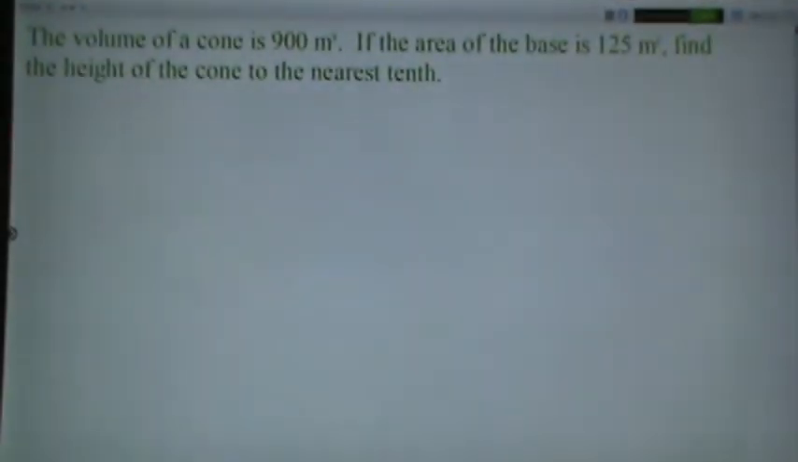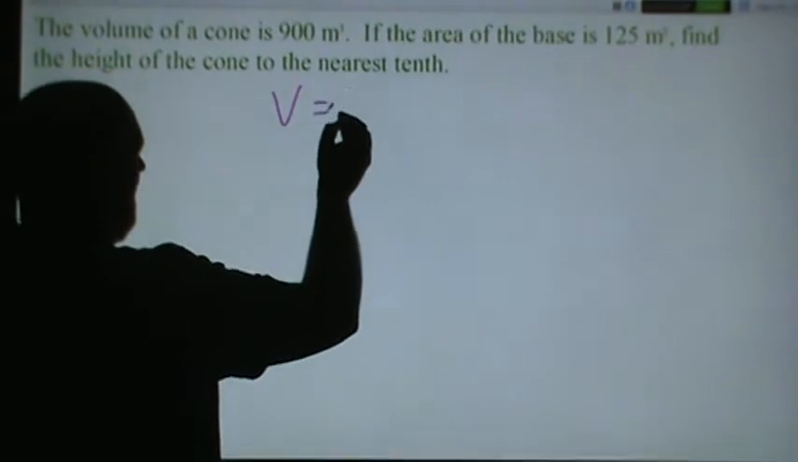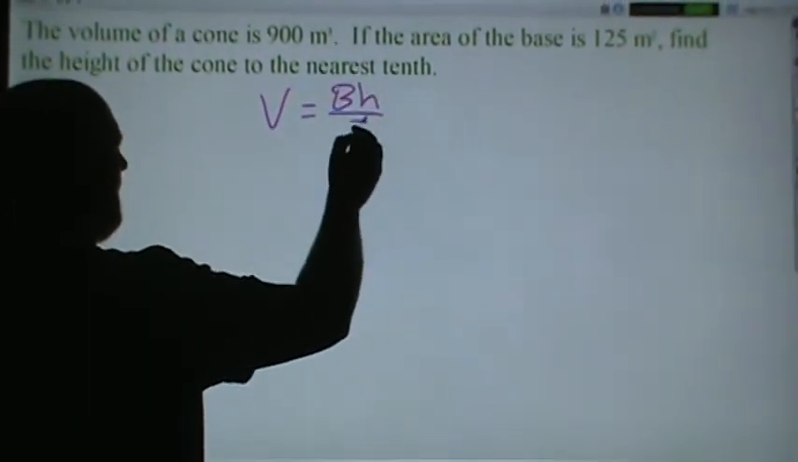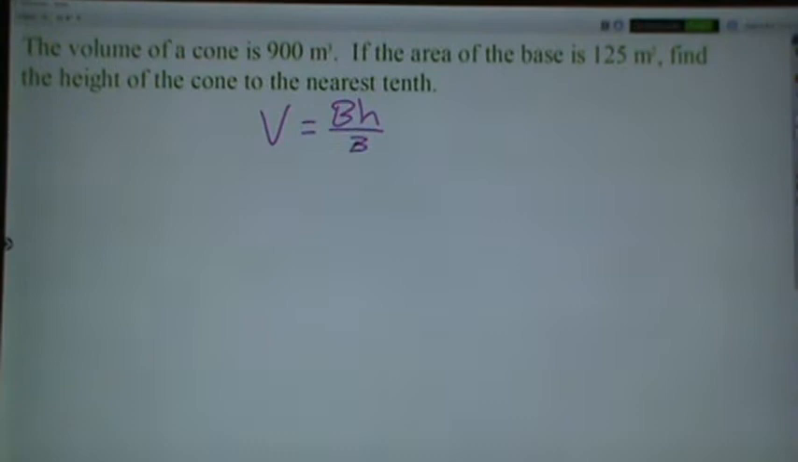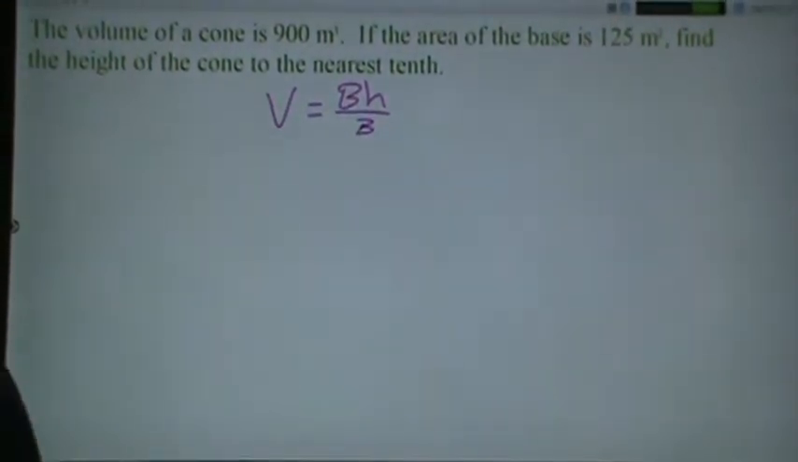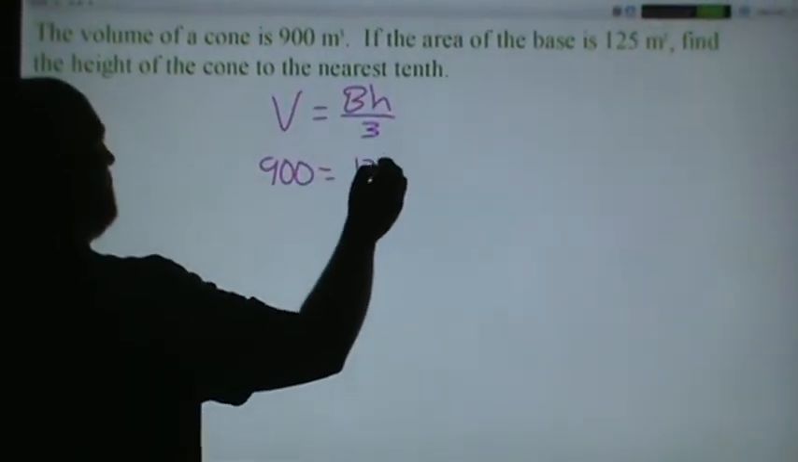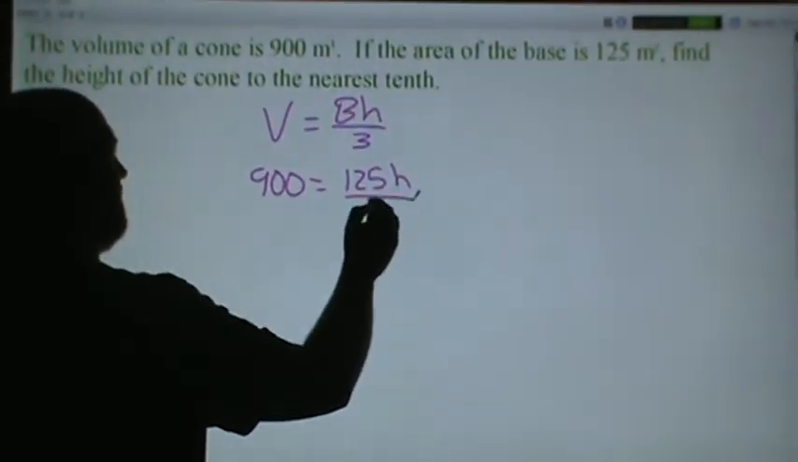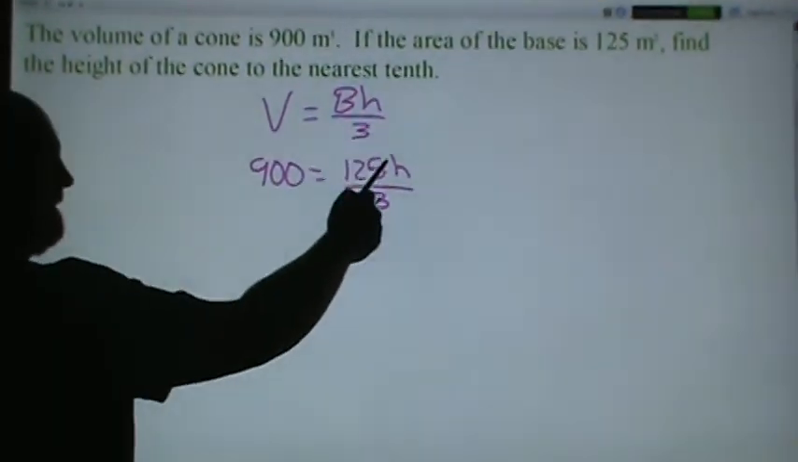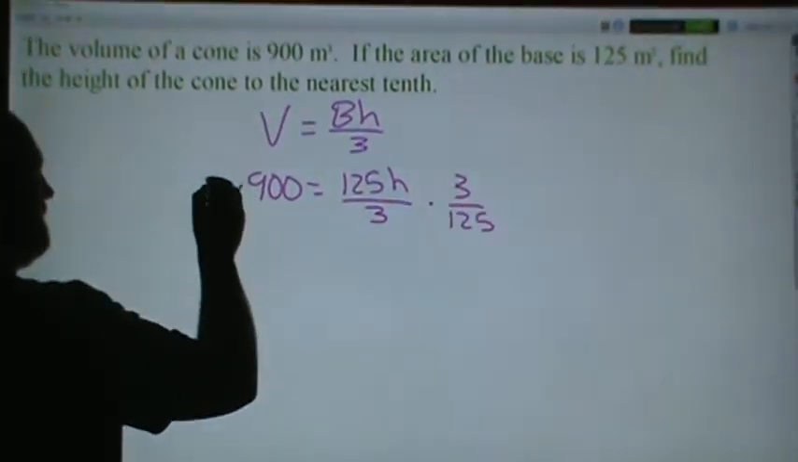The volume of the cone is 900 meters cubed. The area of the base is 125 meters squared. Find the height of the cone to the nearest tenth. Another volume formula. Volume equals area of the base times height divided by 3. That's always true when we have that single base like a cone has. I don't have to write in a formula for the base because they gave me the area of the base this time. They told me it was 125. So I'm going to say 900 equals 125 h divided by 3. To get rid of the 3, I can multiply by 3 over 125 on both sides.